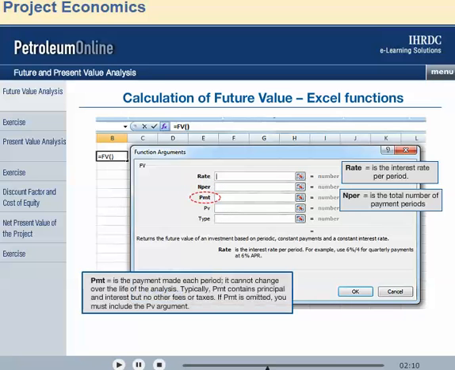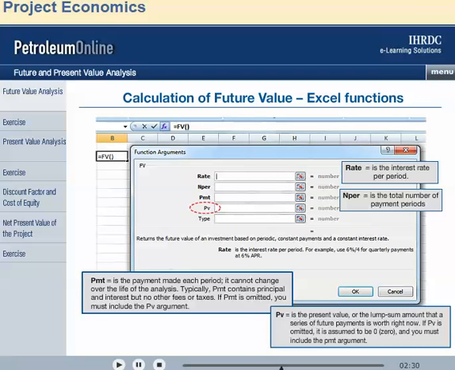PMT is the payment made each period. It cannot change over the life of the analysis. Typically, PMT contains principal and interest, but no other fees or taxes. If PMT is omitted, you must include the PV argument. PV, then, is the present value, the amount of money you're putting in at time 0.